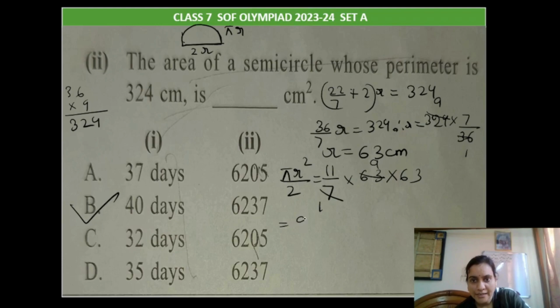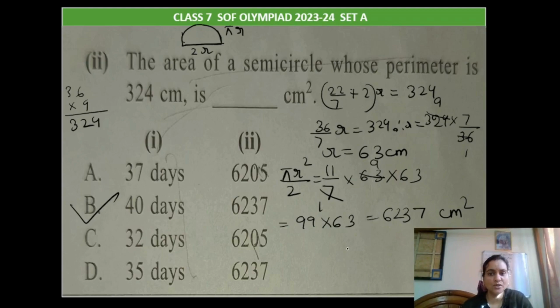So 99 into 63, if you see. So 9 threes are 27. Something will come. I think this answer will come. I'm not going to multiply, because no other option ends like this. 6237 is there. We saw it is 40 days. So I think if you multiply, we are going to get 6237 centimeter square, because 9 into 3 is 27. So the last digit is 7. So if you see here also, this point is matching here. So option B is the correct answer for question number 48.